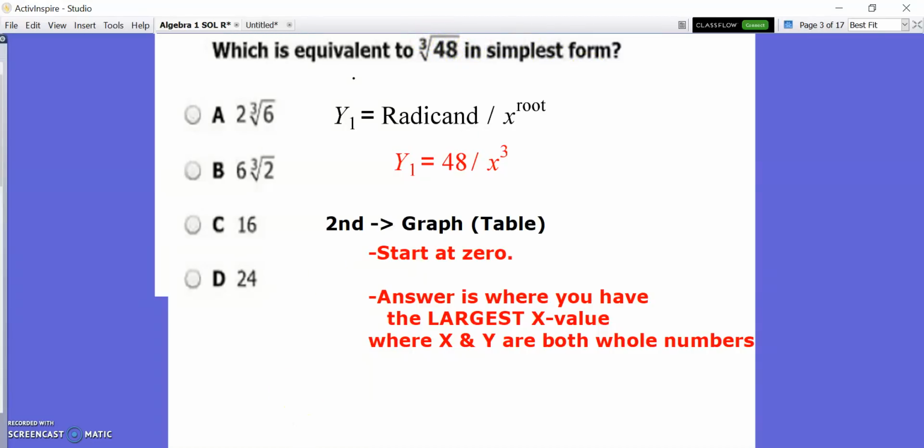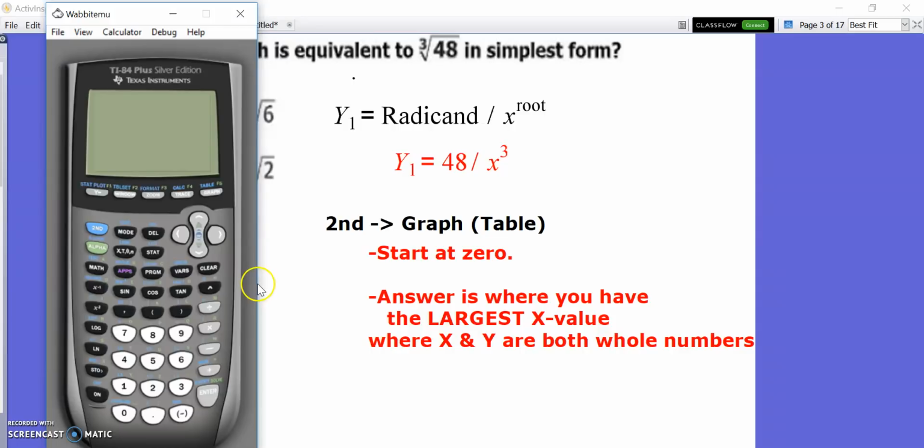So what you can do is take your graphing calculator, and we're going to go to y equals, which is the top left button up here. So click y equals, and we're going to put in exactly what it says right here. It says put in the radicand. The radicand is whatever number is under the radical. So here the radicand is 48.